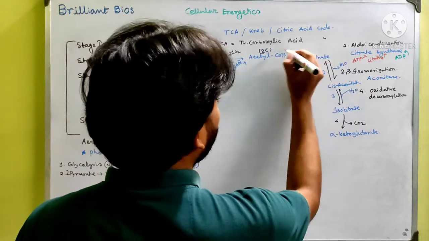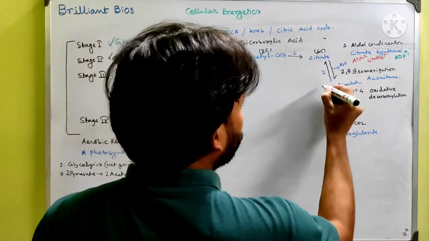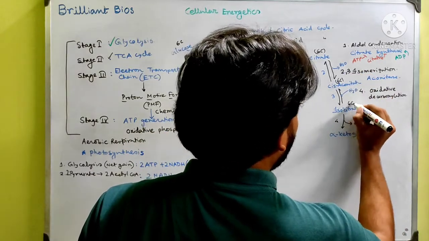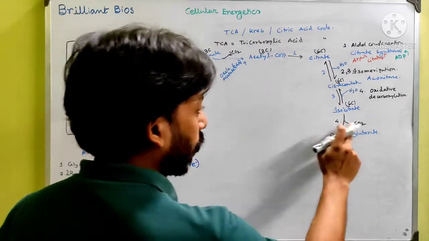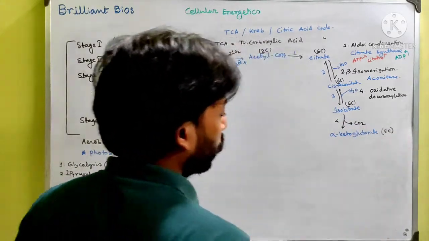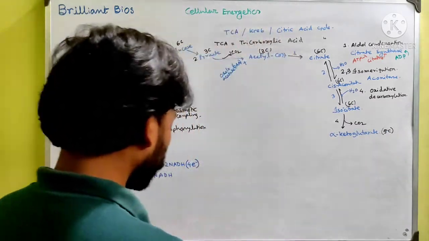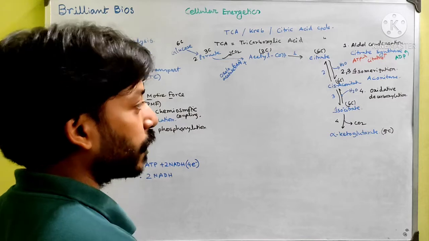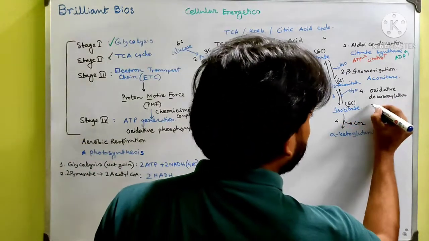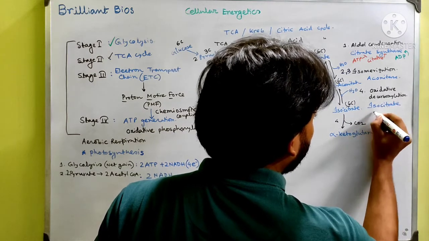Now let me write that this citrate is actually a 6 carbon molecule. This cis-aconitate is also a 6 carbon molecule. Isocitrate is a 6 carbon molecule. Now in this step 1 carbon dioxide is released, so the alpha ketoglutarate is actually a 5 carbon molecule. The name of the enzyme you can remember very easily. The enzyme name is isocitrate dehydrogenase.